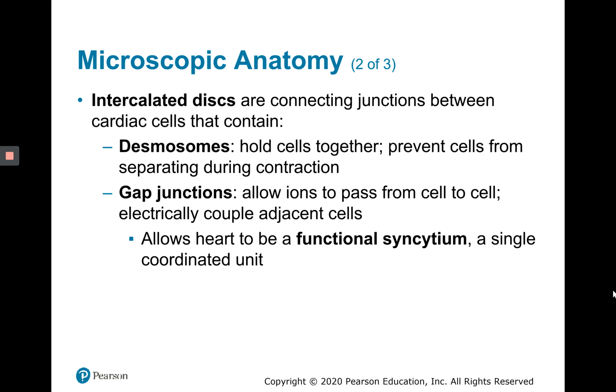Intercalated discs are connecting junctions between cardiac muscle cells, and they contain desmosomes and gap junctions. The desmosomes hold the cardiac muscle cells together, and the gap junctions allow ions that are electrically coupled to pass from cell to cell. The gap junctions allow the heart to beat at once, as a coordinated unit, and this is called a functional syncytium.